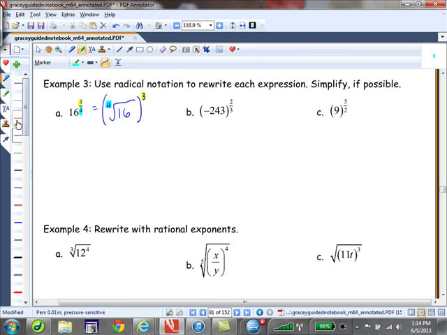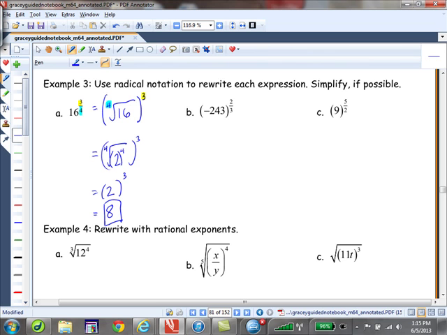So the reason I wrote this one like this, and a lot of them are going to end up this way, is because 2 to the fourth is 16. And we're able to match the index on the radical, and then we'll be cubing that result. So this will be 2 cubed, which is, good, 8.